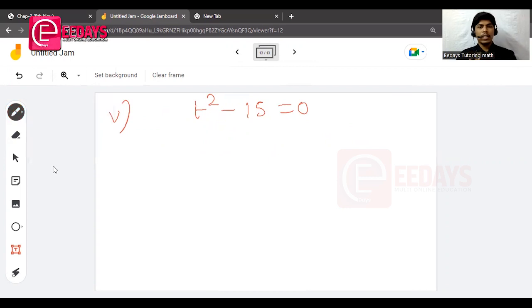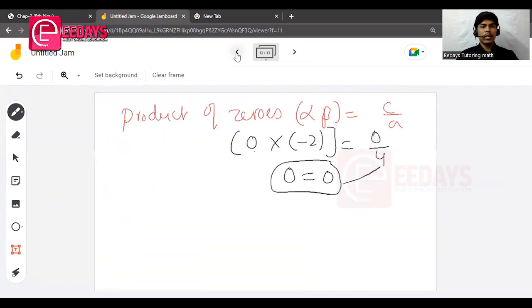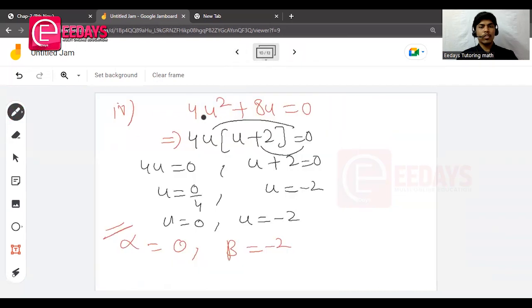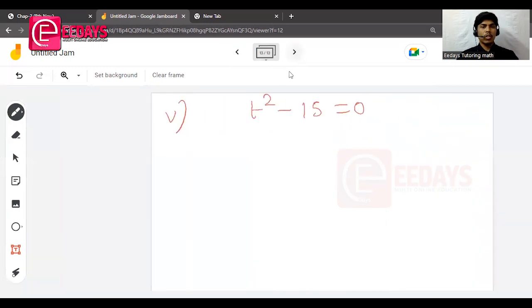In the previous question, 4u square plus 8u, there are only two terms. Here also two terms are there. Shall we take something common? But there is nothing common to take. The previous question is different, sir. Why? Because in 4u square, 8u, u is common and 4 is also common. But here I don't know how to do this, sir.